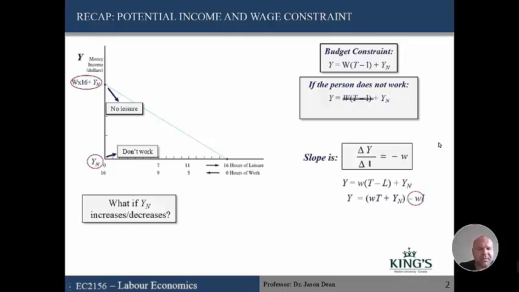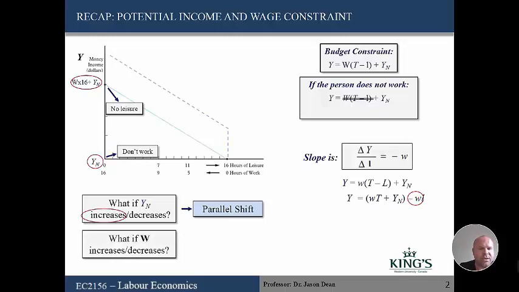Now, what happens if non-labor income increases or decreases? Well, we know the wage won't change if that's the case, and so the only thing that's going to happen is the budget line will shift upwards in a parallel fashion. What happens if the wage, say, increases? That's going to be depicted by a rotation outward of the budget line.